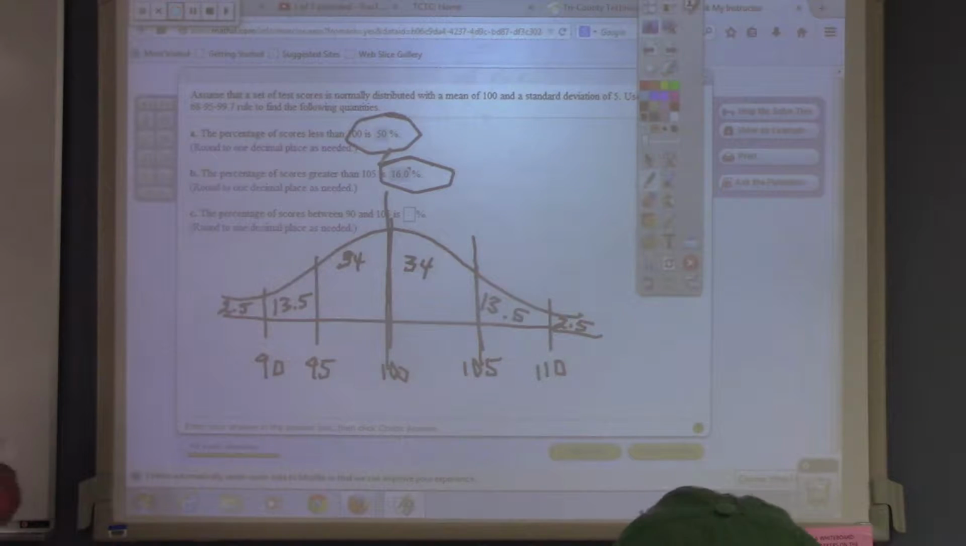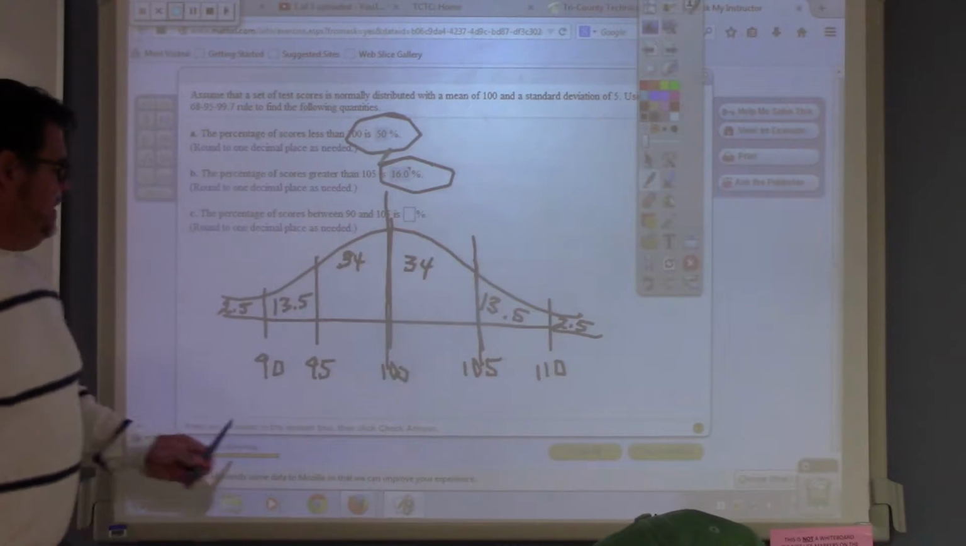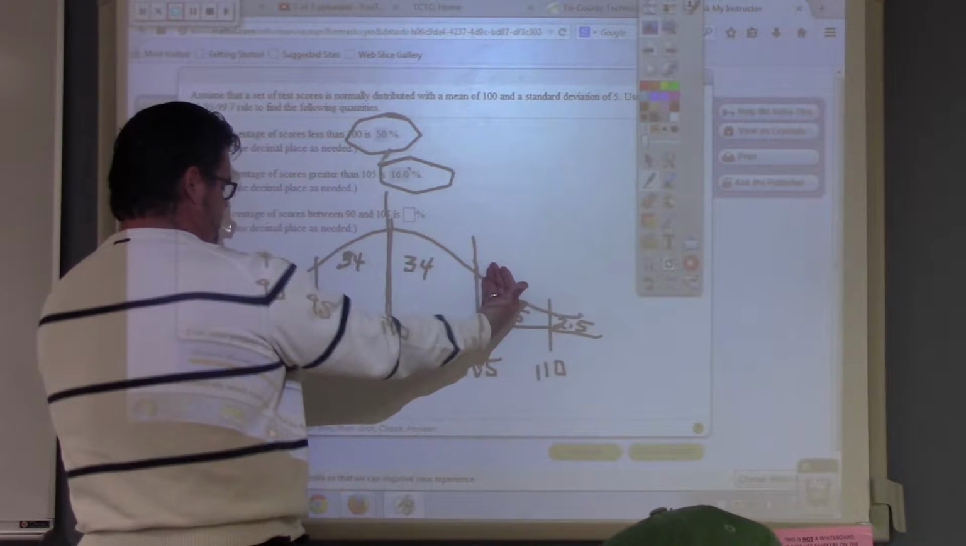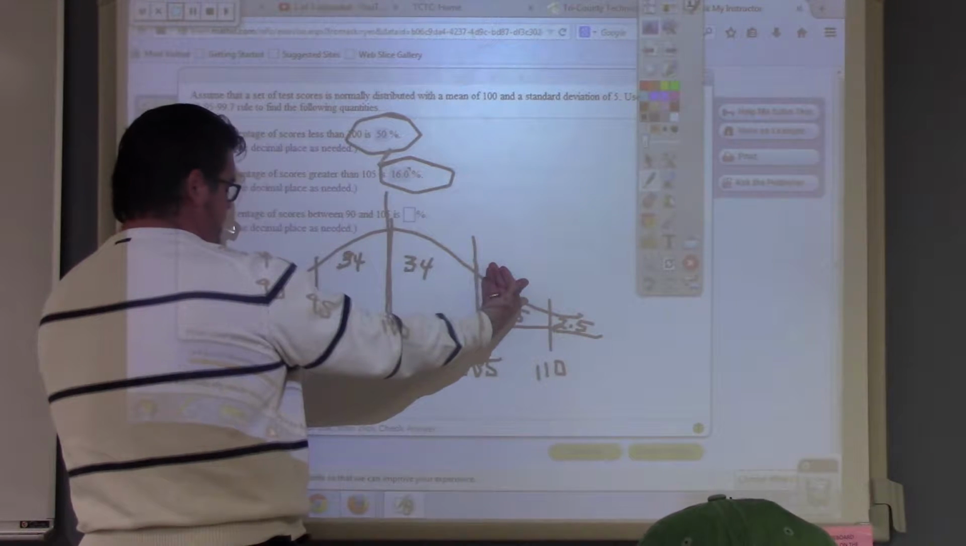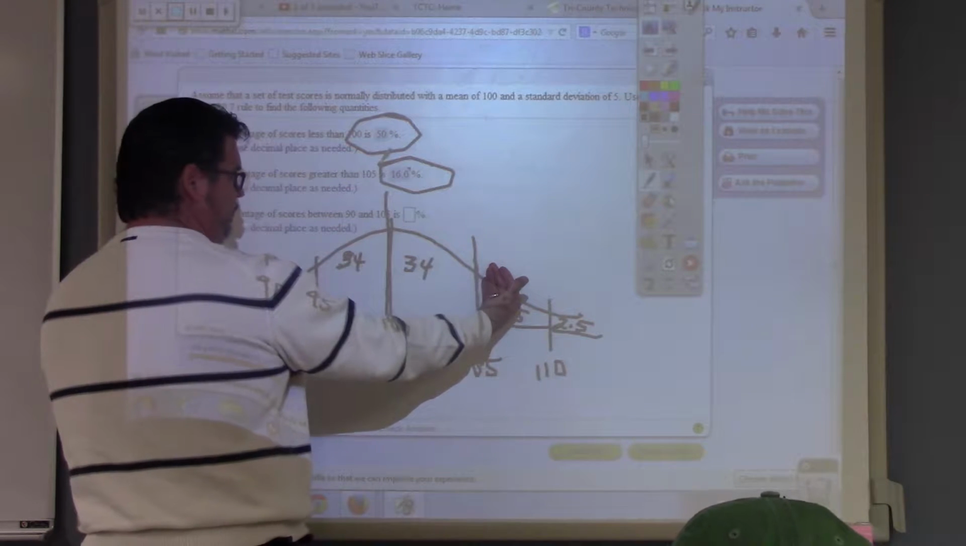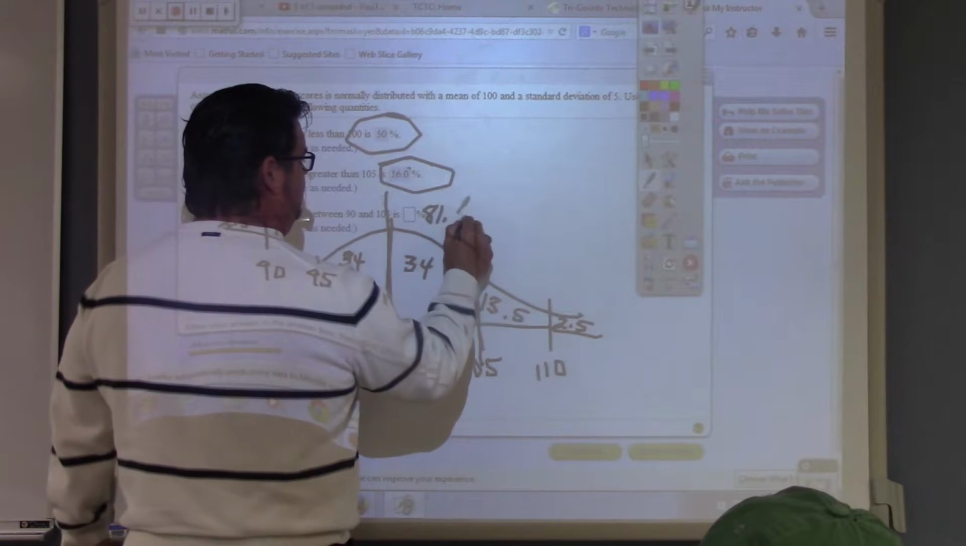Now, what percentage is between 90 and 105? Well, what's 34 and 34? And what's 68 plus 13.5? So that one will be 81.5.